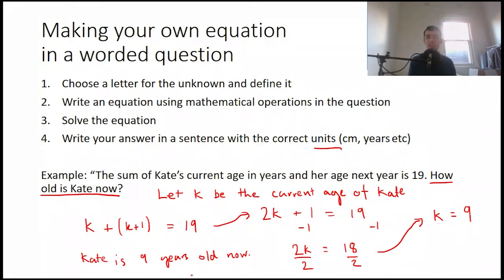Let's just check that we've got that right. So the sum of Kate's current age in years, which is 9, and her age next year, which must be 10, is 19. All right, that equation is true. So, that means we've got it right.